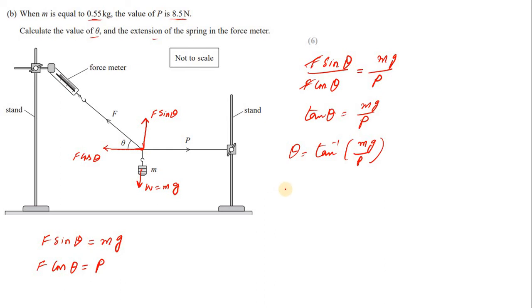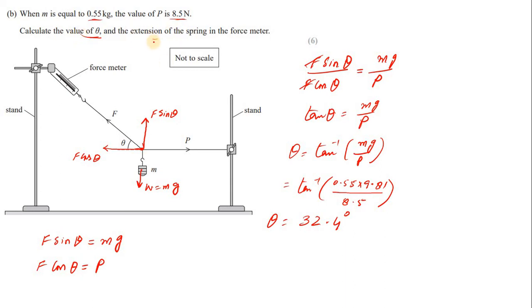Now we have everything. We have m, g and P. So tangent inverse of 0.55 times 9.81 divided by P. P is 8.5, into bracket. So theta would be equal to 32.4 degree. So this is theta. Okay.